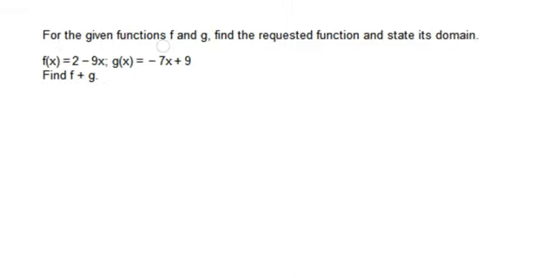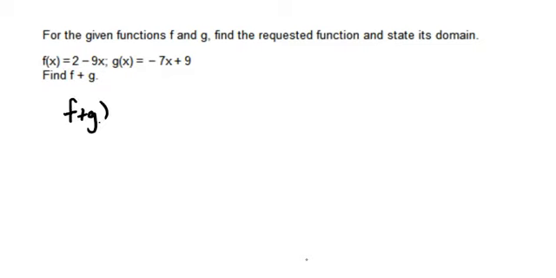For the given functions f and g, find the requested function and state its domain. We're given f of x equals 2 minus 9x and g of x equals negative 7x plus 9. Find f plus g. So we want to construct the function f plus g from these given functions f and g, and we construct it exactly as it's named.